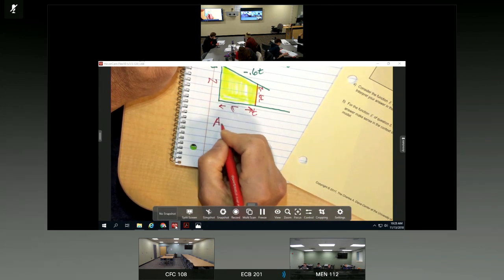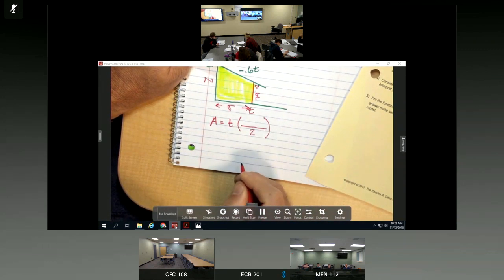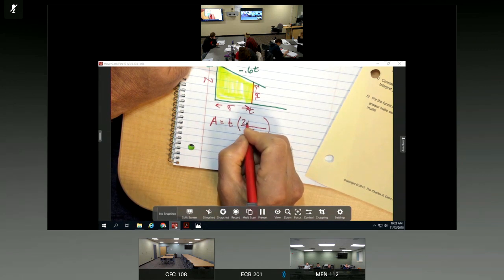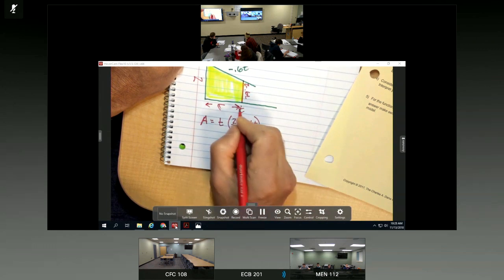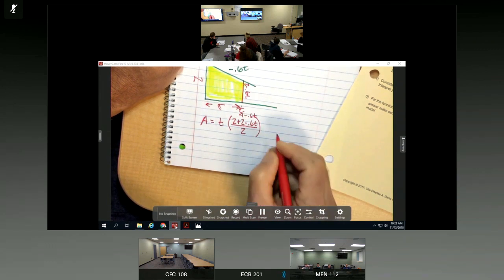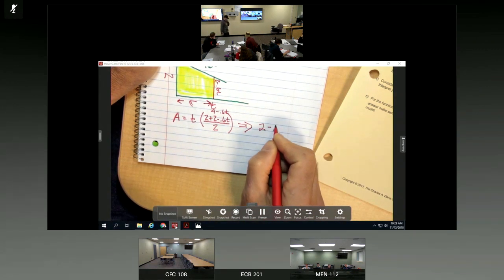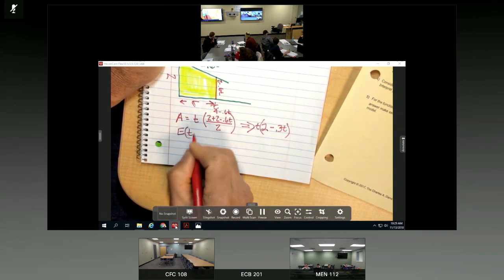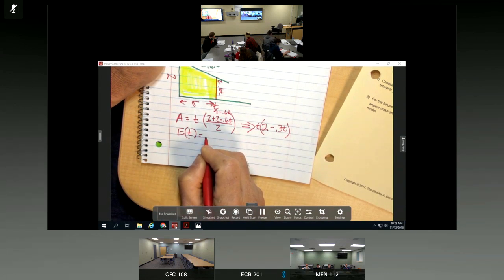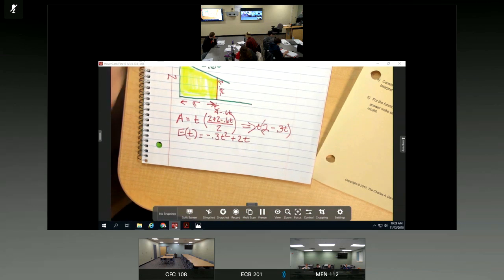So what's the area here? Area is the height, T, times, remember we average the bases, so it's 2 plus 2 minus 0.6 T, which is 4 minus 0.6 T divided by 2. Two minus 0.3 T times T. So energy as a function of time is negative 0.3 T squared plus 2 T. I multiplied it out.